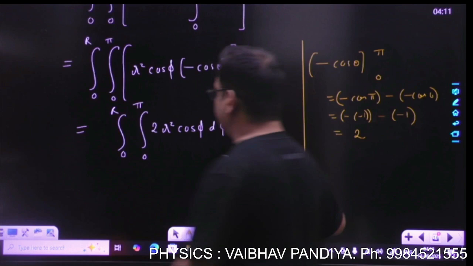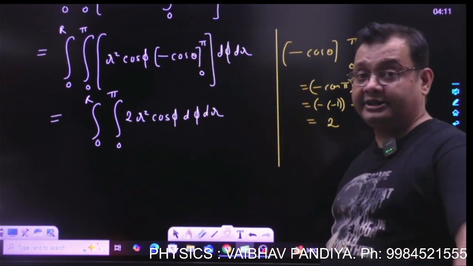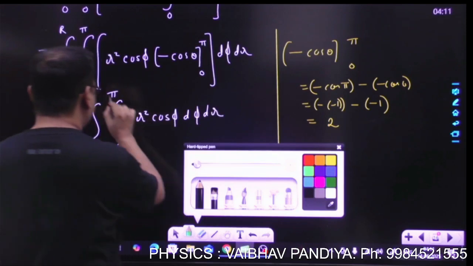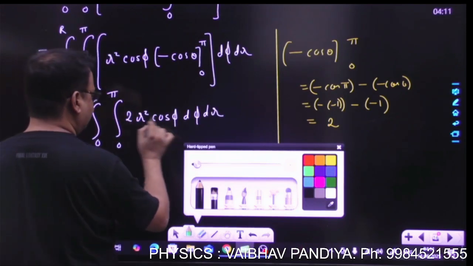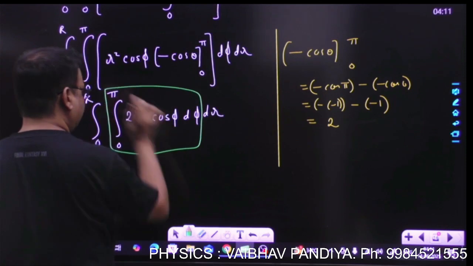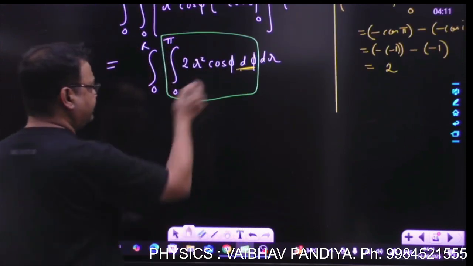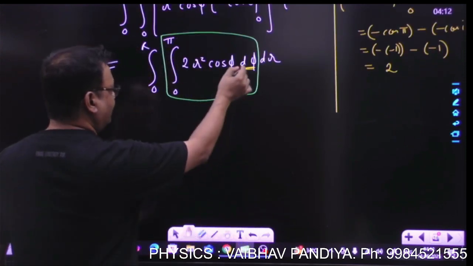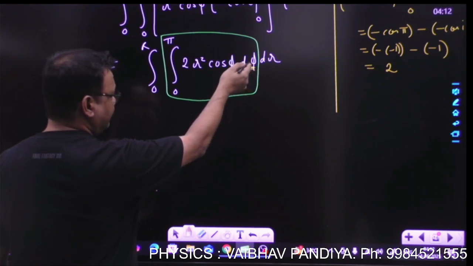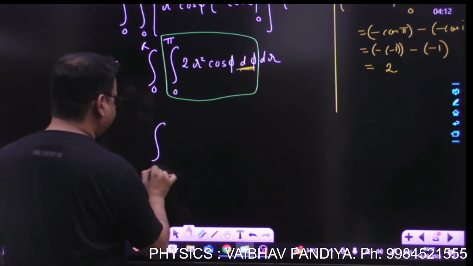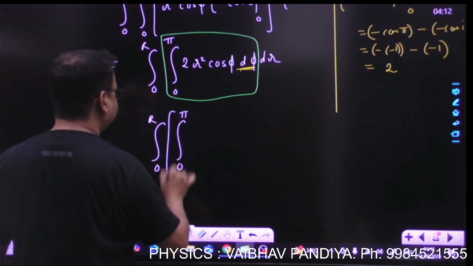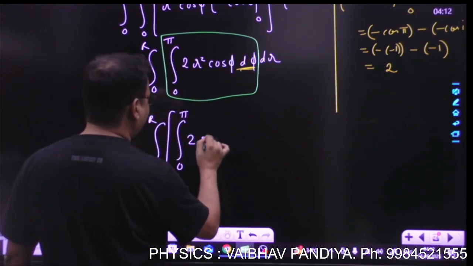Now you see, in this step your triple integral has been reduced to a double integral. Now again you will apply the same rule. You will integrate the inner integral, that is this thing. When you are going for the inner integral, phi is the variable, the element of integration is d phi. So phi will be treated as a variable, and all other variables, that is r, are treated as constants.